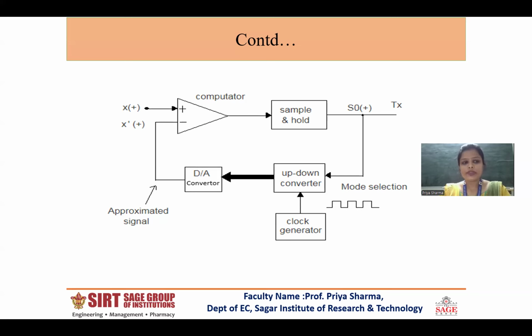In ADM, the slope overload and granular noise are reduced. How? The step size automatically increases by 1.5 after a predetermined number of consecutive ones or zeros. Usually we take 3, and after the next sample, if the output level of the digital to analog converter is still the same level, the step size increases even further until the output of the digital to analog converter is closer to the current sample value of the analog signal.